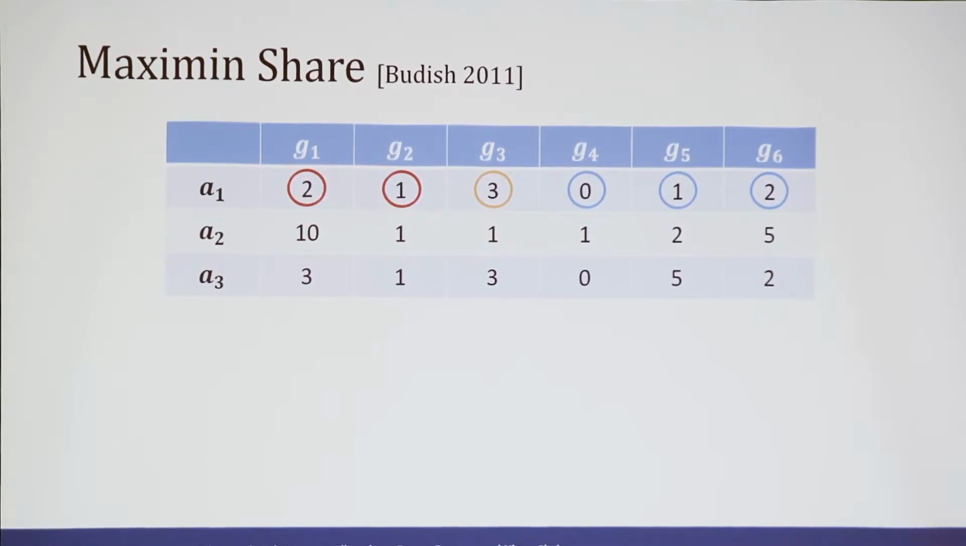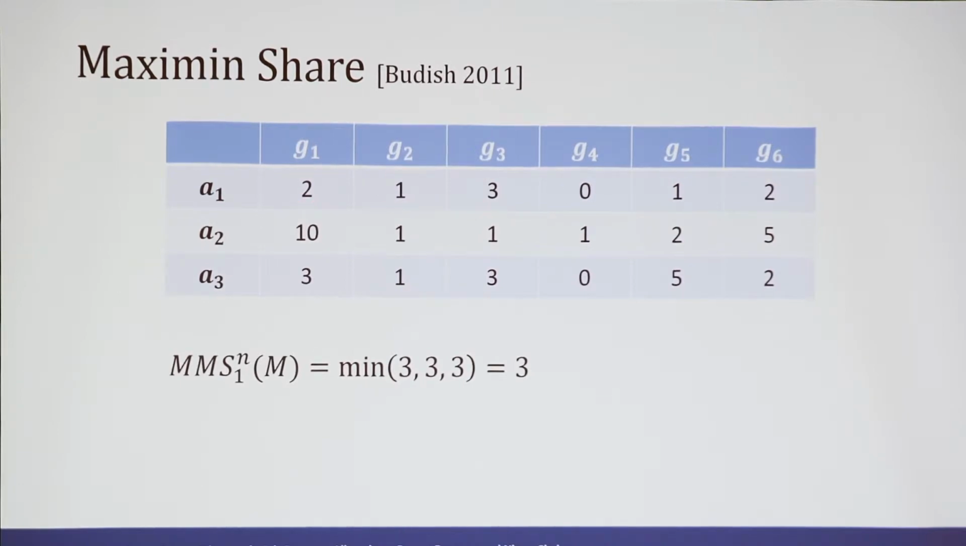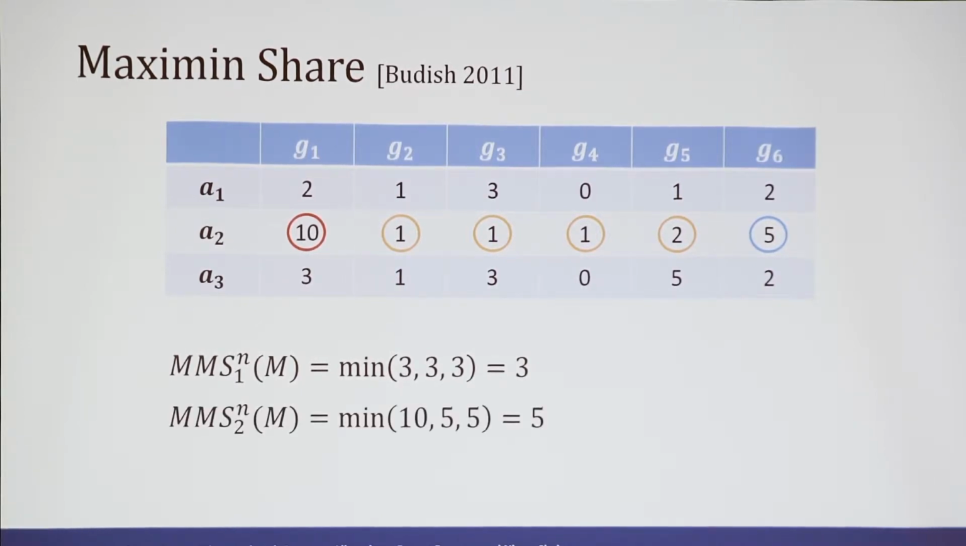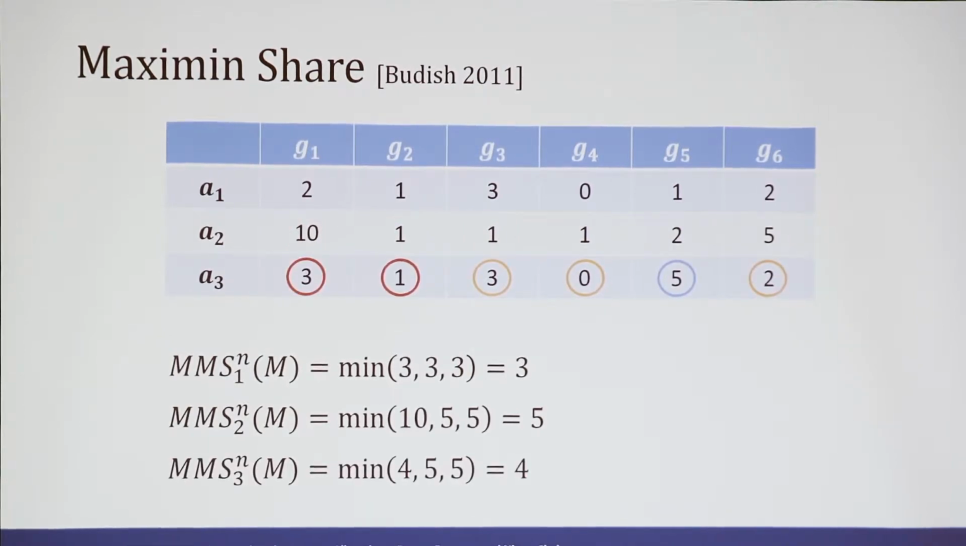Right, so let's think about how we can compute this Maximin Share. If you're agent 1 and you need to partition these goods into 3 bundles, you can put G1 and G2 in one bundle, that's the value of 3, G3 in its own bundle for 3, and the last in its own bundle for 3. So your Maximin Share is the minimum of 3, 3, 3, which is 3. If you're agent 2, you can do the same thing, but you can't equalize your utilities. You have a 10 bundle, a 5 bundle, and another 5 bundle. Your Maximin Share is 5. If you're agent 3, we can do the same exercise. Your Maximin Share is 4.